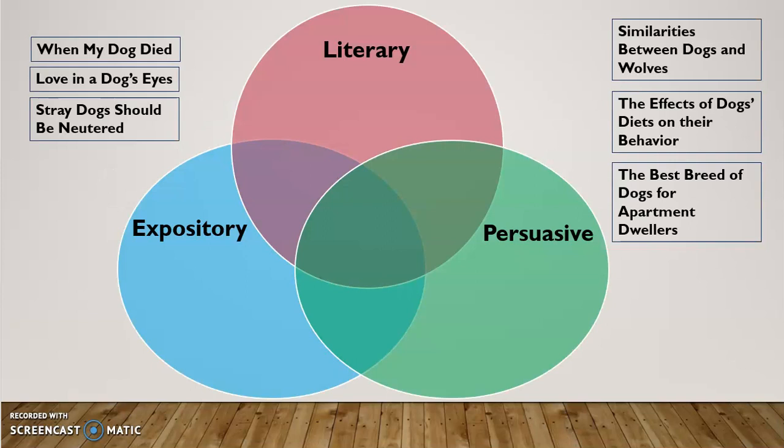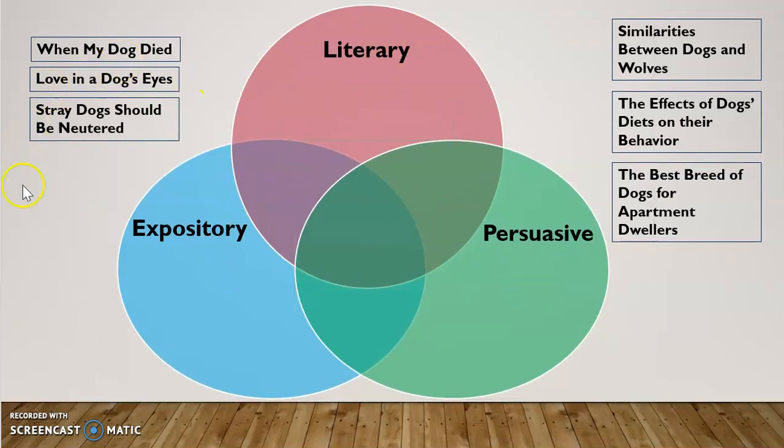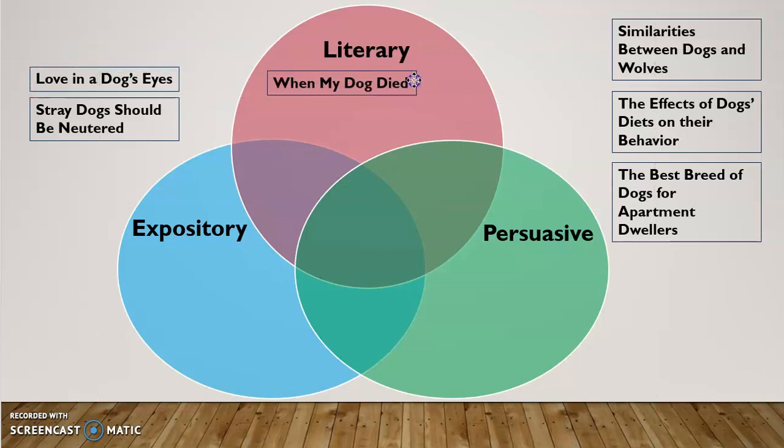So here we are. This is our Venn diagram. We have three categories: literary here, expository here, and persuasive here. And on the outside, we have several titles. So the first thing, when my dog died. So if I was going to write a paper about when my dog died, this is going to be to share information about my dog's death. It's going to be something that's maybe personal to me and something that's a story or a narrative.